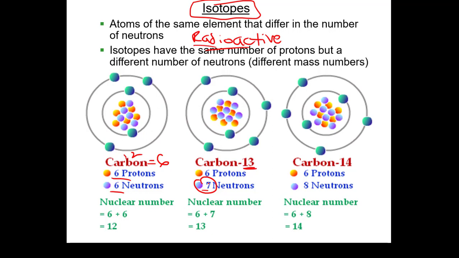Even more dangerous is carbon-14, which has 2 extra neutrons, has 8. And you do not want to mess around with this guy. It's dangerous. However, isotopes can actually be used in real life for a lot of things.